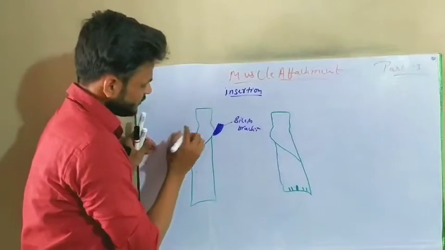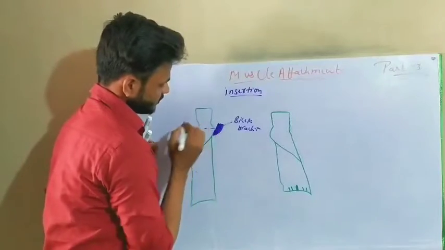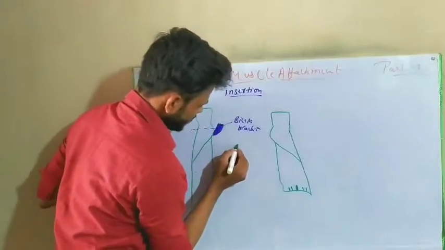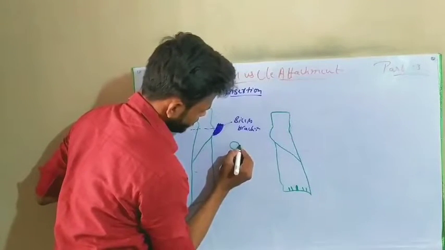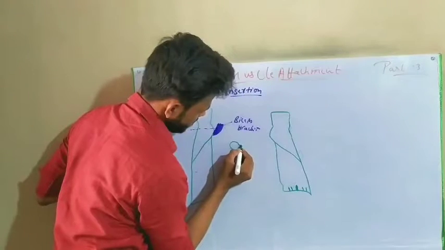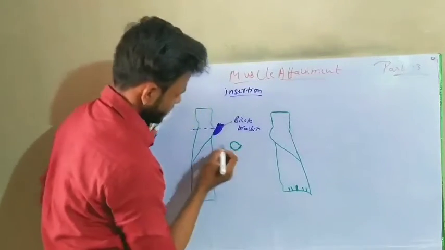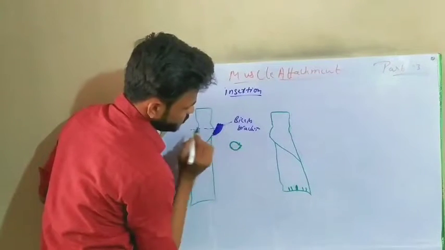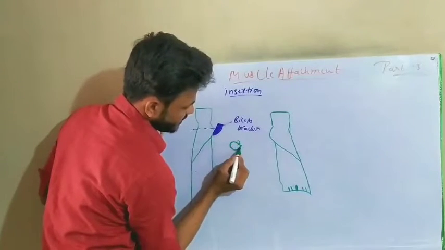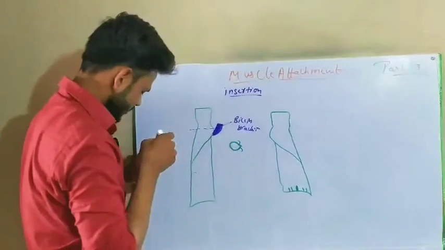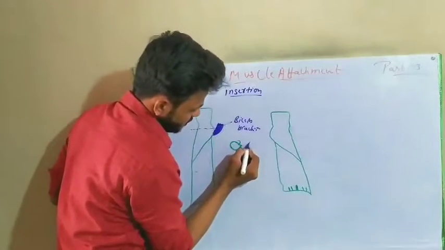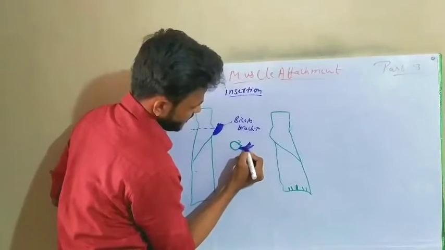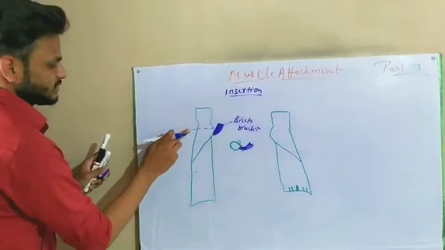On the posterior part, if we cut at the level of radial tuberosity, then we will find this type of structure. This is the upper part, this is the upper smooth part, this is the anterior smooth part, and this is the posterior smooth part. Our biceps brachii is inserted on the posterior smooth part. This is the insertion of the biceps brachii. This is the first muscle.